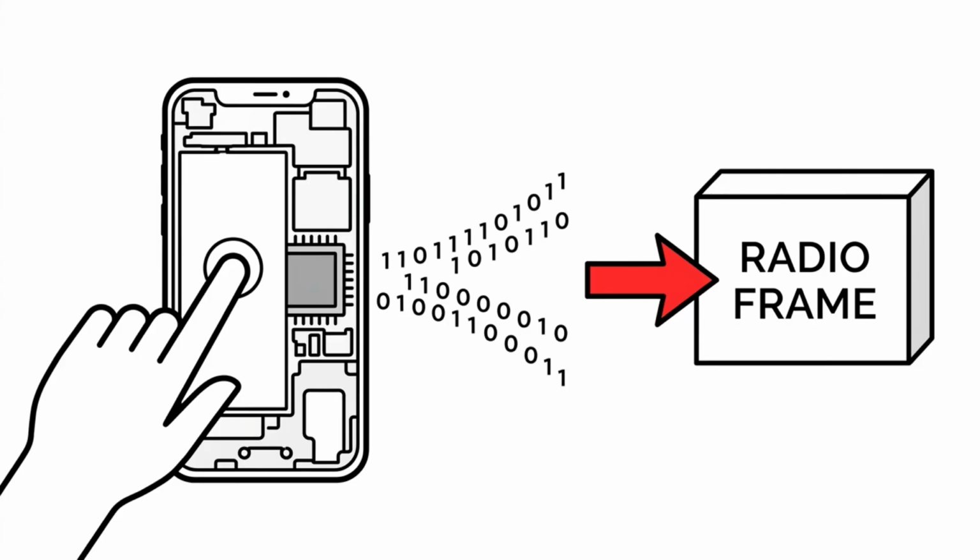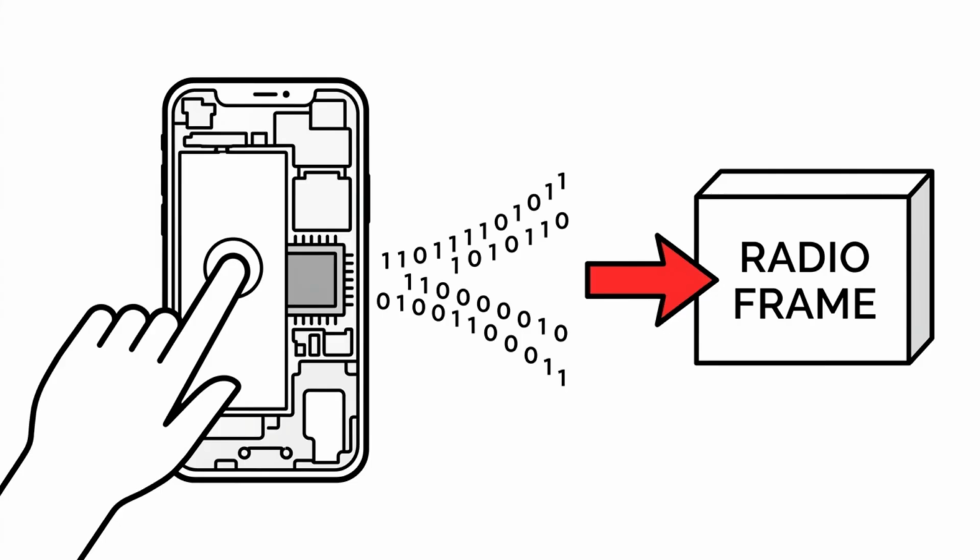When you open an app or a web page, your device doesn't talk directly to the internet. It can't. Instead, it turns your request into pure binary code, long strings of ones and zeros, and packages that code into small digital containers called radio frames. Each frame carries the actual data, plus a label showing where it came from and where it needs to go.